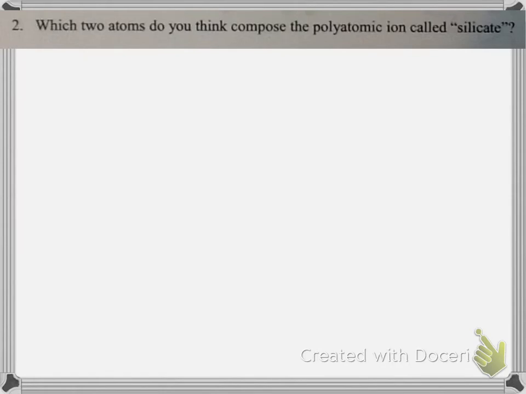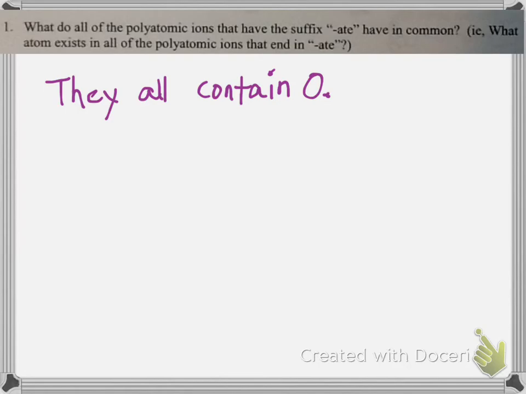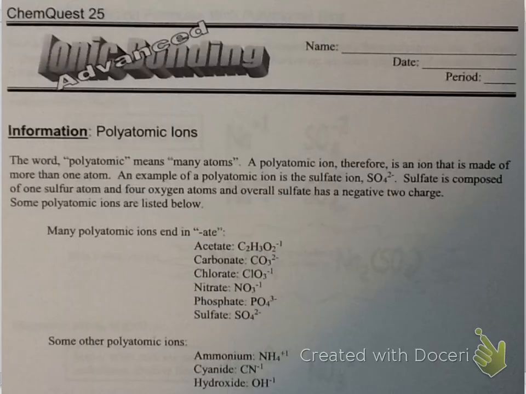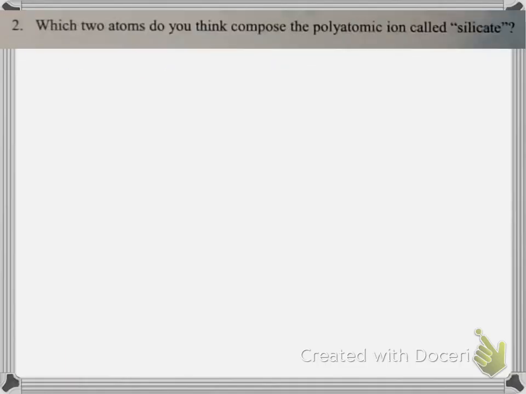Which two atoms do you think compose the polyatomic ion called silicate? If you look back here, sulfate is sulfur and oxygen. Phosphate is phosphorus and oxygen. Nitrate is nitrogen and oxygen. Chlorate is chlorine and oxygen. Carbonate is carbon and oxygen. So what do you think silicate is going to be? Well, silicate is going to contain silicon and oxygen.